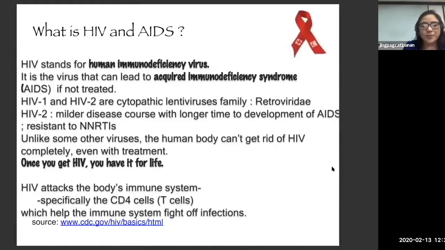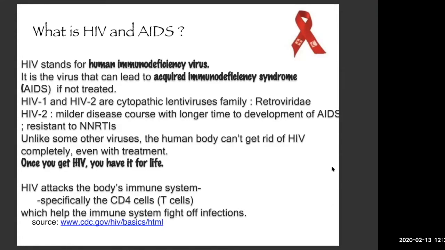Okay, so this slide would actually start with what is HIV and AIDS. So we all know that HIV stands for the human immunodeficiency virus, but it can lead to the acquired immunodeficiency syndrome, that is AIDS, if it is not treated.